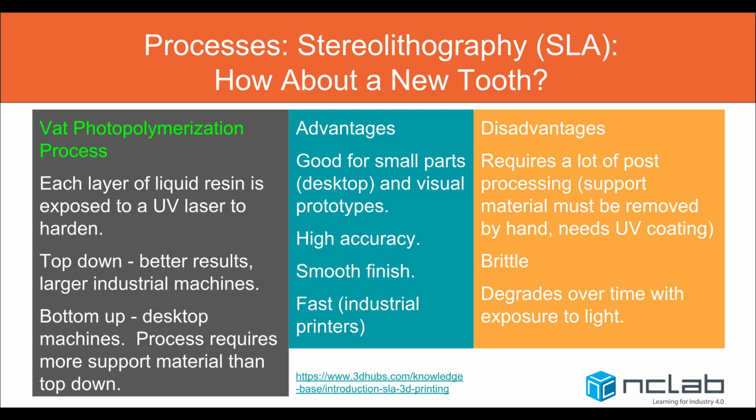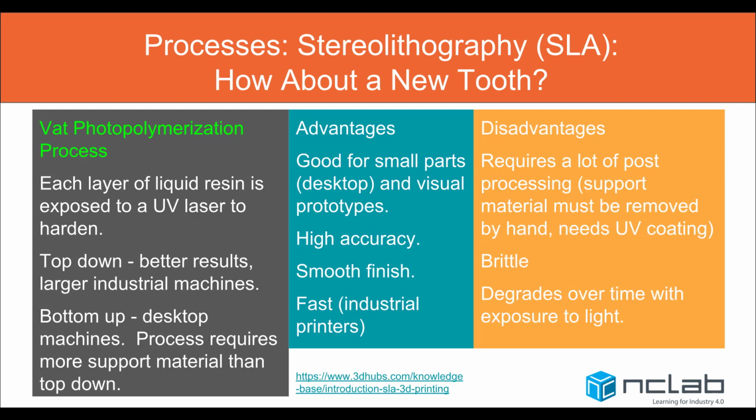All right, the third process, SLA, this is stereolithography. And how about a new tooth? So I always think of ways to remember these things. Well, I know last time I went to the dentist and I got my new crown, they kept putting some resin in, and then they would take a light and they would harden it. And this is kind of how the process works. And actually, this is one of the methods used in dentistry to build prosthesis or artificial teeth.